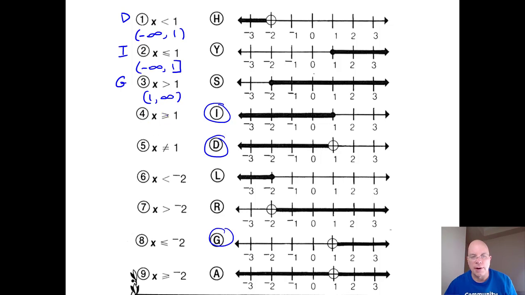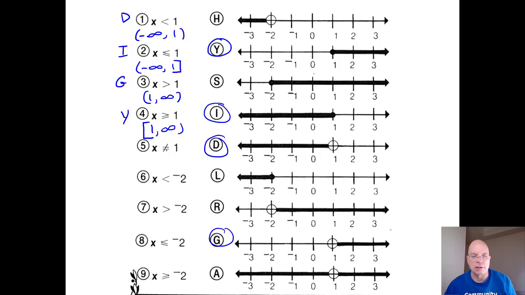Number 4, I'm looking for x is greater than or equal to 1. So just like G except a solid dot at 1, that looks like Y to me. So again, we're going from 1 to infinity. Infinity always gets parentheses, but this time 1 gets a bracket because it is included in the solution set.